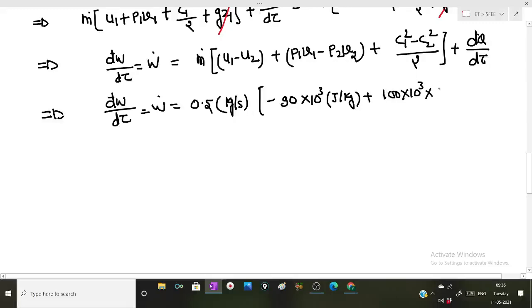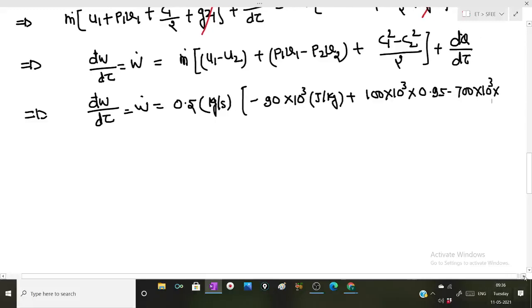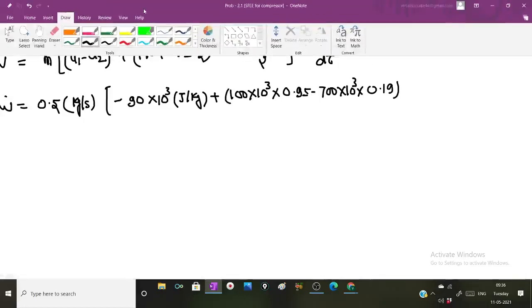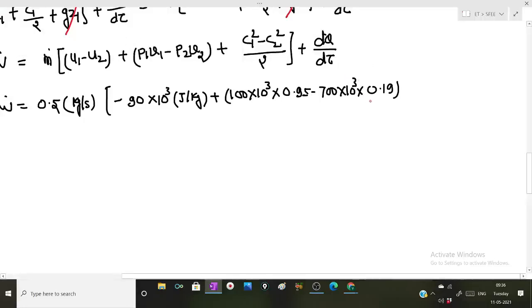V1 as 0.95. P2 as 700 kilo, so I am taking kilo into consideration. V2 is given as 0.19. Now what will be the benefit of this? See, I am doing once again a unit calculation. I had told you I will explain.